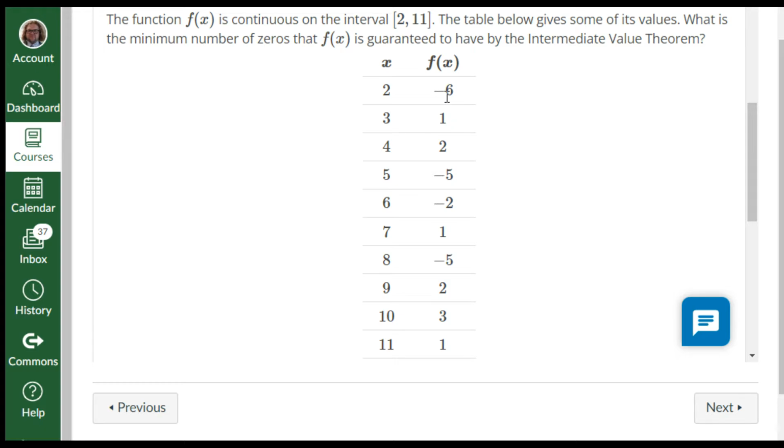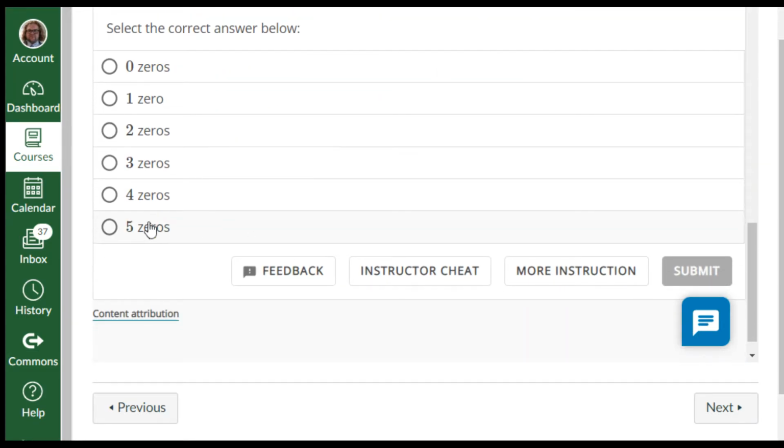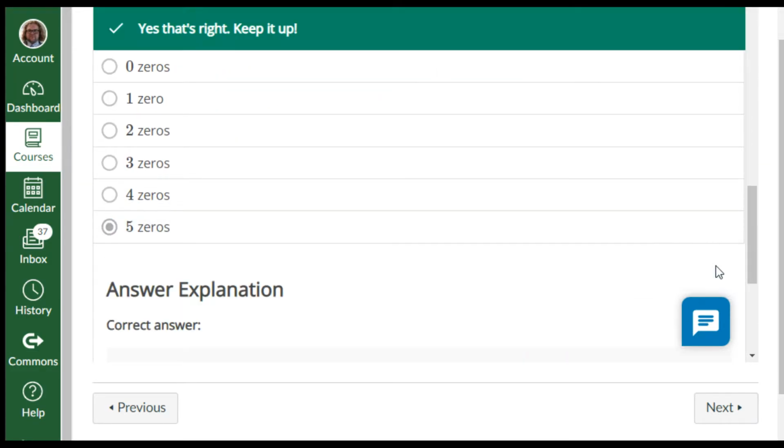So you're going to have one of your zeros somewhere in here. You're going to have another one somewhere in here. And then a third one will be somewhere between 6 and 7. And then you have a fourth one and a fifth one between 8 and 9. So there are 5 zeros shown to us by the intermediate value theorem.